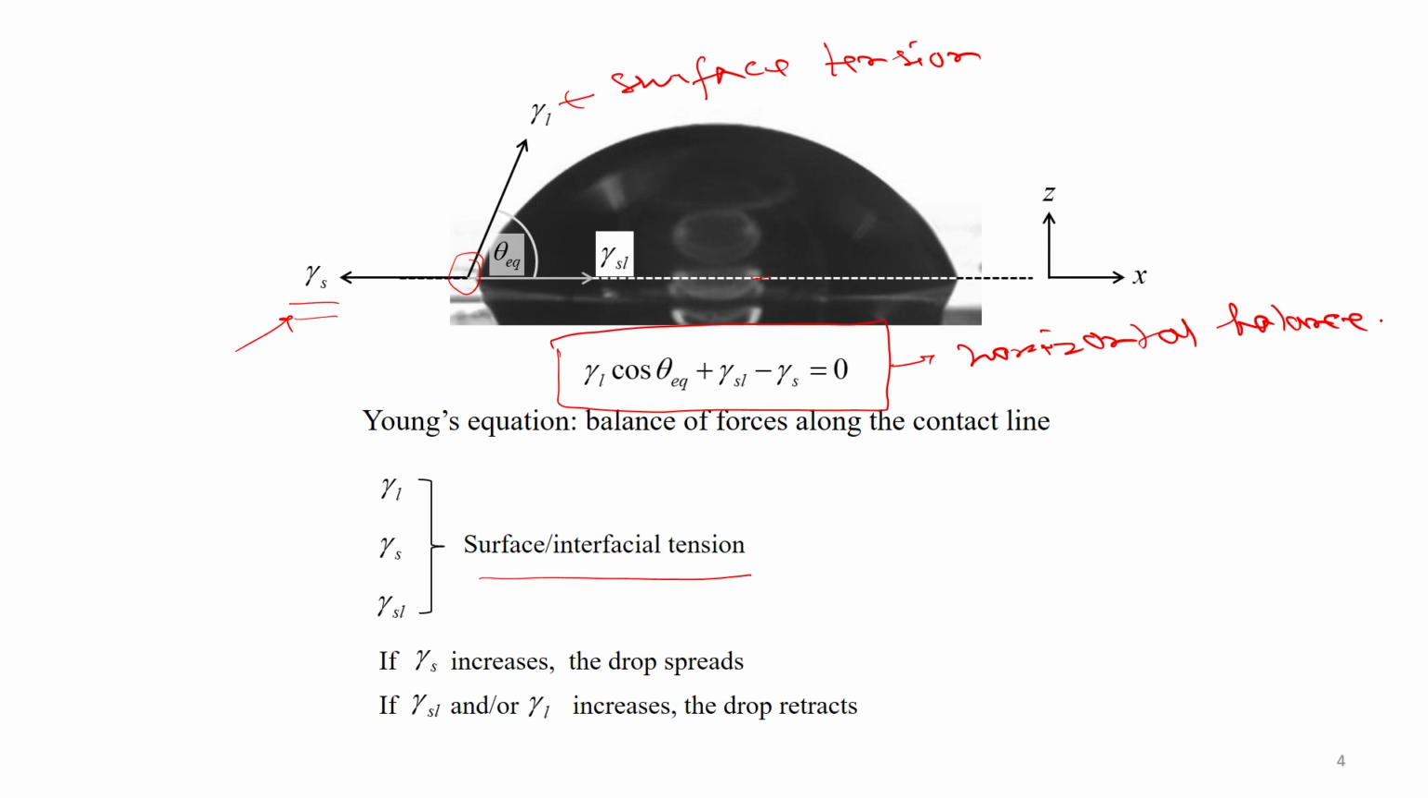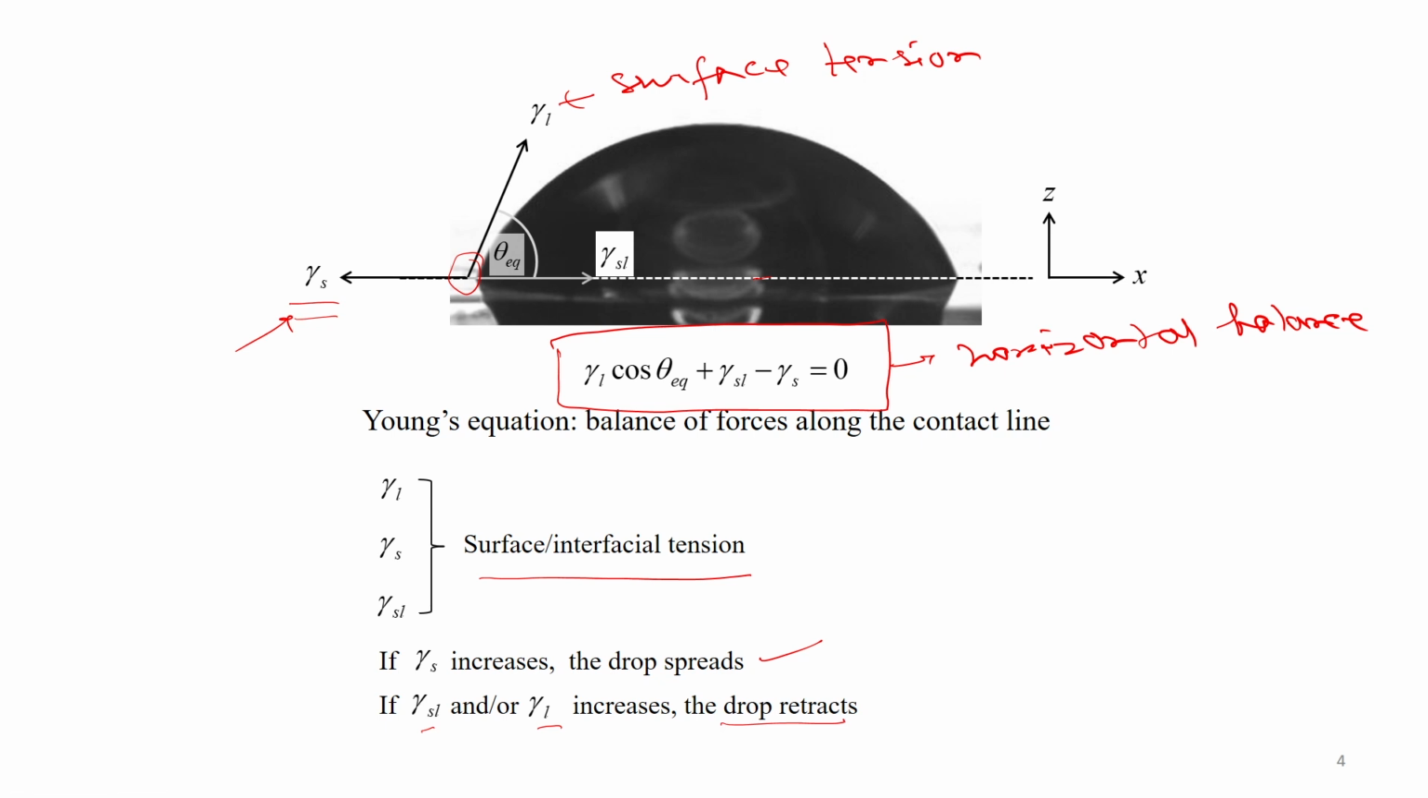What it means is that if gamma S increases, that means the surface tension of the solid increases, the drop spreads, which we actually see with respect to the liquid. On the other hand, if gamma L increases or gamma SL increases, then the drop retracts. For a hydrophobic surface, we know that gamma SL is high, gamma L is also high, and gamma S is of a low energy surface. The drop does not spread there.